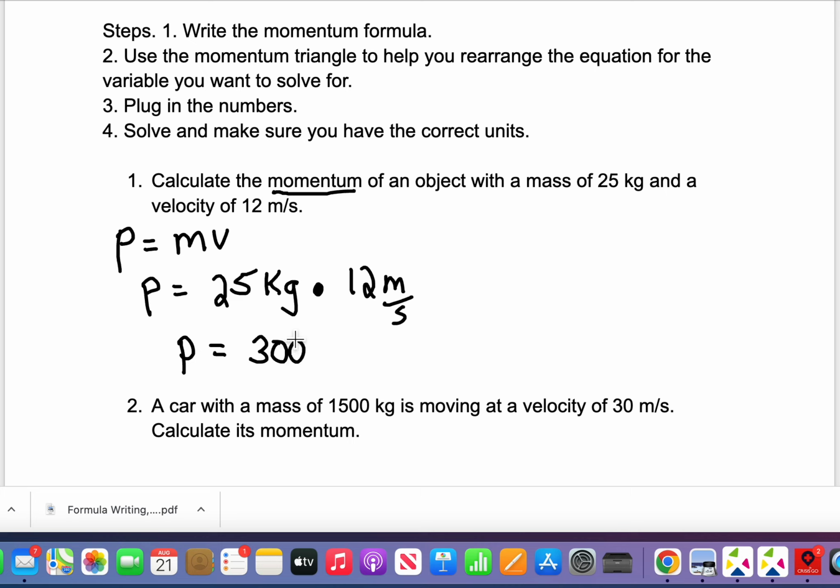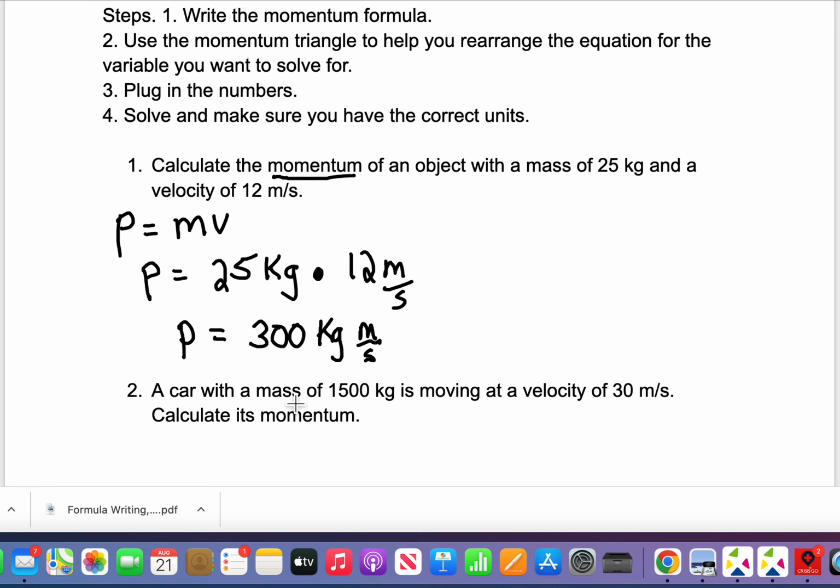But here's a really important thing: you want to keep the units with it. So the units would be 300 kilograms meters per second. None of the units cancel out. You'll see in a later problem when units will cancel out. To calculate a momentum, you just take the mass times the velocity. You just keep all the units, kilograms, meters per second. That's the momentum unit. Okay, why don't you pause this video and try problem number 2 here.